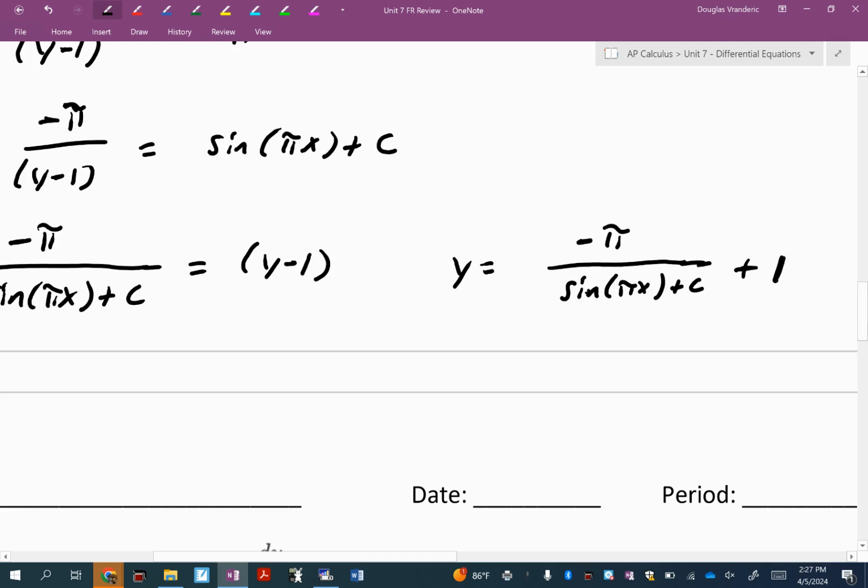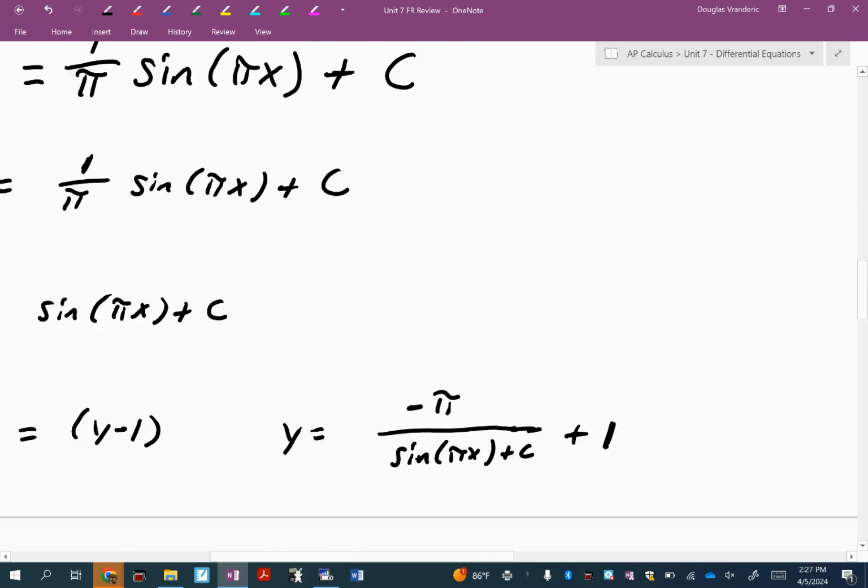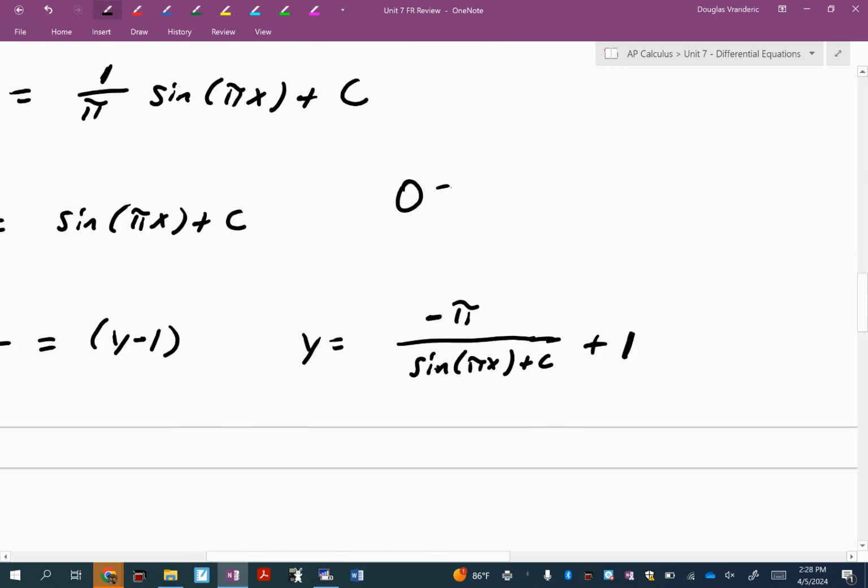Now, this is great. You've gotten to the general solution, but is this the actual answer you're looking for? No. Now I need to plug in the initial condition. So they give you an X, they give you a Y, you could solve for C. All right, so let's plug in. What is the initial condition? 1, 0. So Y is 0 when X is 1.